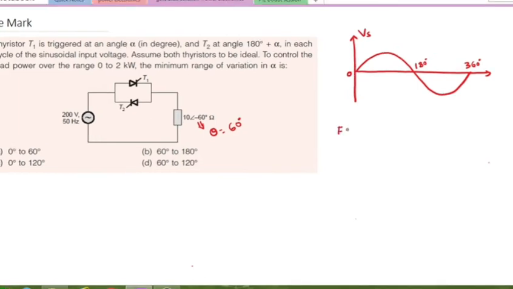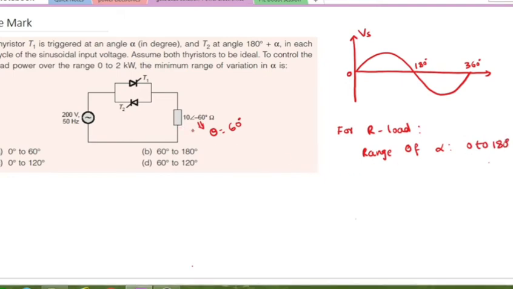For R load, I am saying, the range of firing angle, range of alpha, is from 0 to 180 degrees. Okay, but it is an inductive load. For RL load, what is the range of firing angle to control the output voltage? Range of firing angle to control output voltage.